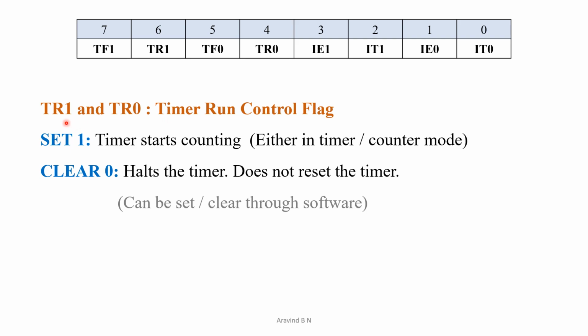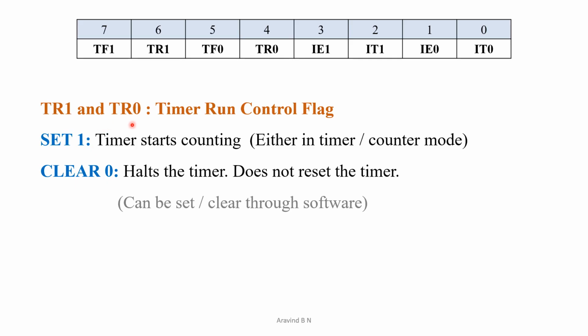Next is TR1 and TR0, the timer run control flag. This will be set equal to 1 when the timer starts counting, either in the timer mode or in the counter mode. Whenever we want to perform the counting operation, to start the count or continue with the counting operation, we have to set this to 1. Until this bit is equal to 0, the counting will not happen.